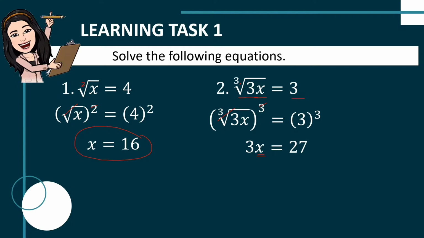So here, in order to get the value of x, we need to divide both sides by 3. Very good. Okay, so here, we can cancel 3. Right? So therefore, what remains is x. So x is equal to, what is 27 divided by 3? Okay, that would be 9. So therefore, x is equal to 9. Okay?